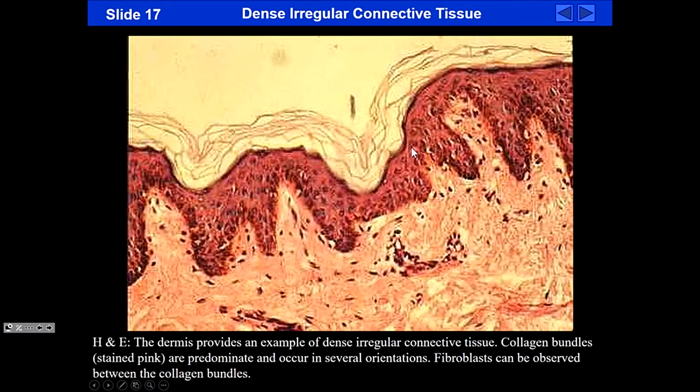Okay, so now getting back to classifying connective tissue. Dense irregular connective tissue would be the dermis. So this light salmon pink layer here is the dermis.